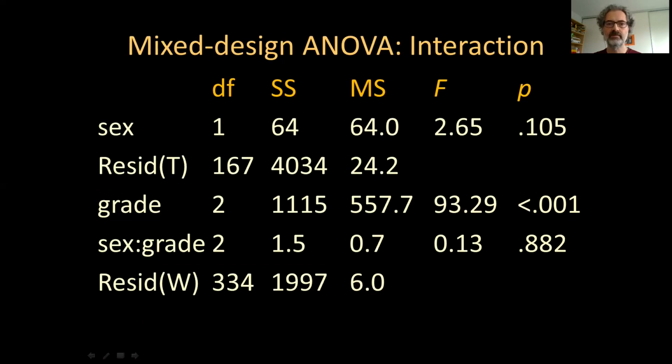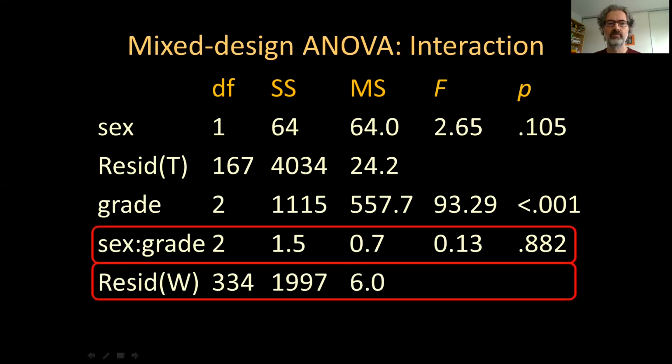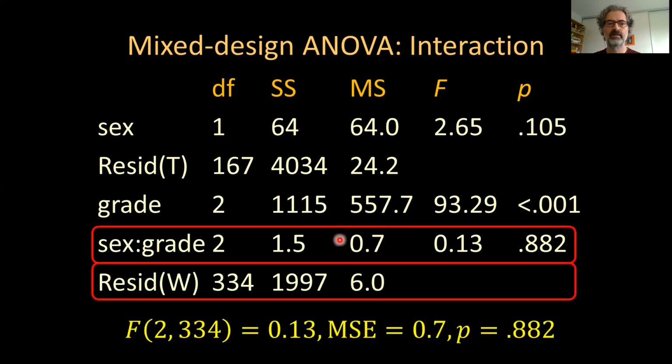Turning to the interaction, so asking whether the effect of sex differs across grades or the effect of grades differs across boys and girls, we divide the appropriate mean square by the within residual, because grade is a repeated measure. And we get a very small F ratio and a very large p-value. So there is absolutely no hint of an interaction here. This is not statistically significant. We do not reject the null hypothesis that the effects of grade are the same for girls and boys.